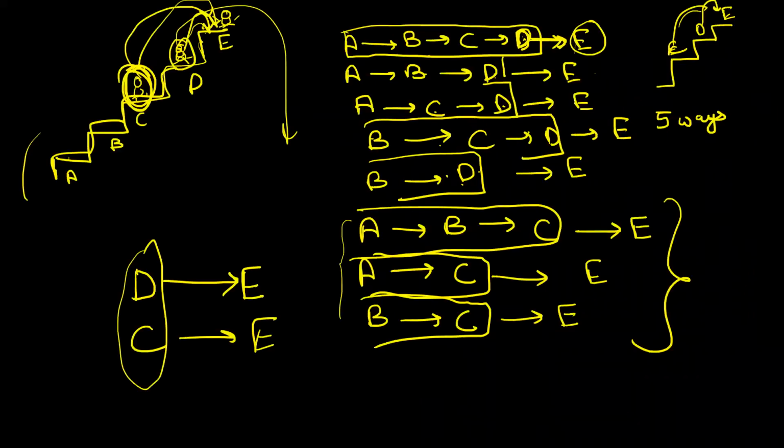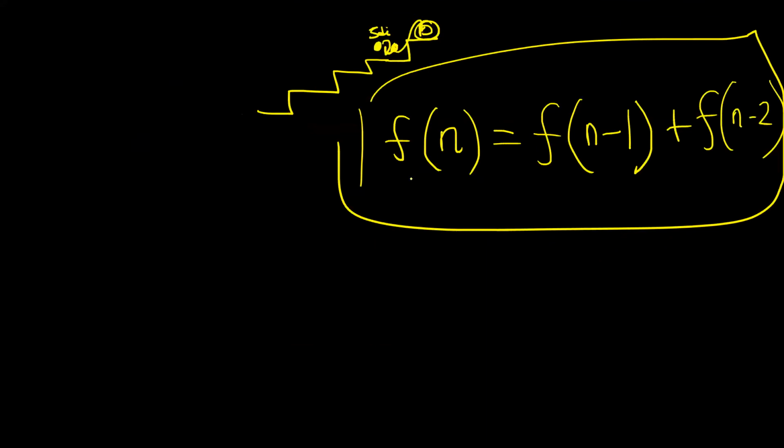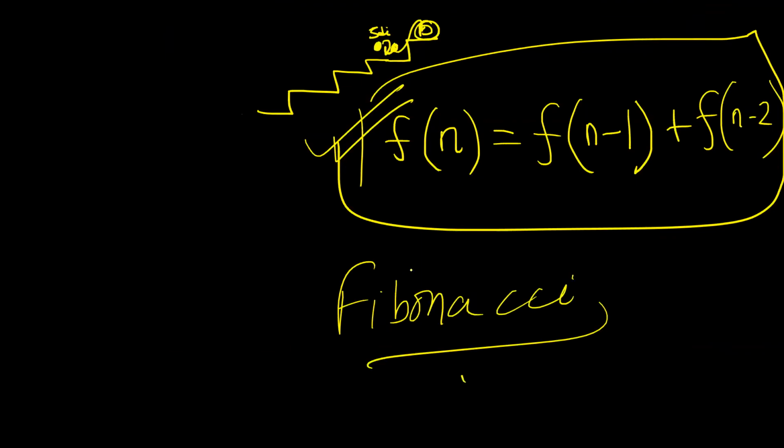Look, count them. 1, 2, 3, 4, 5, 6, 7, 8. There are 8 distinct ways, right, in which you can reach step number E. So once I have understood this logic, what is this recurrence relation? Already done. Right? Yeah, it's a tricky thing to think of this logic. That is why I've discussed it.